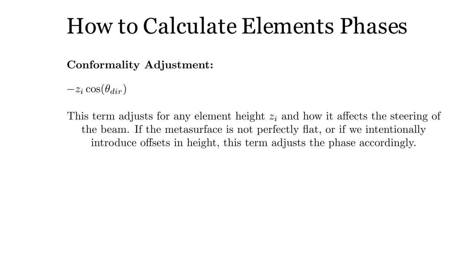Conformality adjustment, this corrects for any element height, zi, and how it affects the steering of the beam. If the metasurface is not perfectly flat, or if we intentionally introduce offsets in height, this term adjusts the phase accordingly.